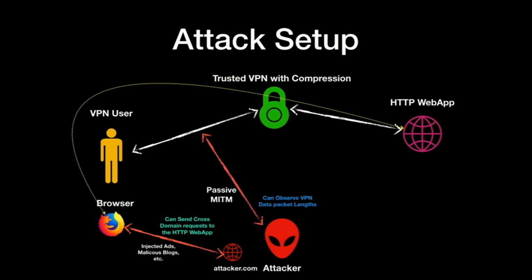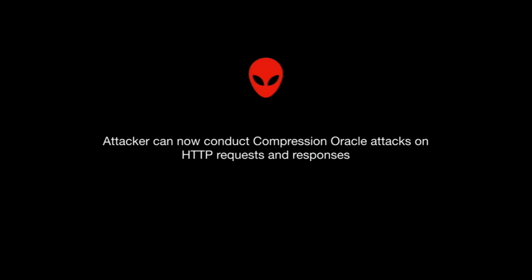So the first part is obvious. With the MITM, the attacker can observe the length. And the second part is where I send cross-domain requests on behalf of the user from my website, right? Which effectively means the attacker can now conduct compression oracle attacks on HTTP requests and responses.